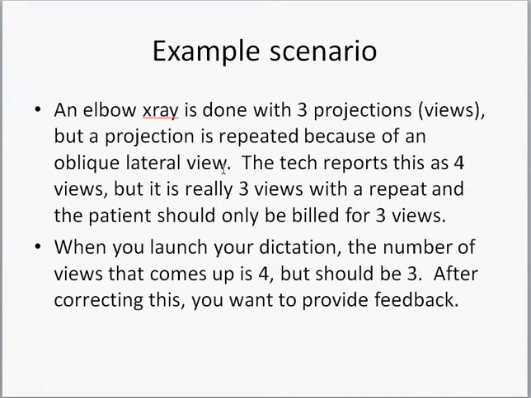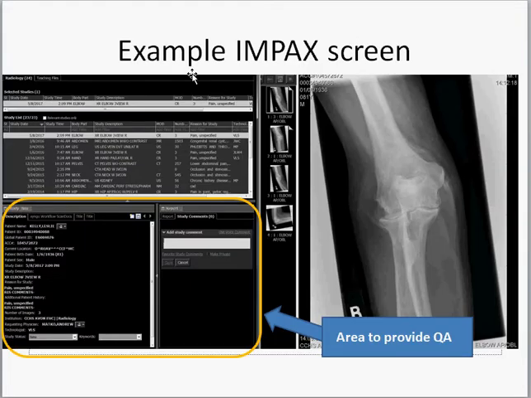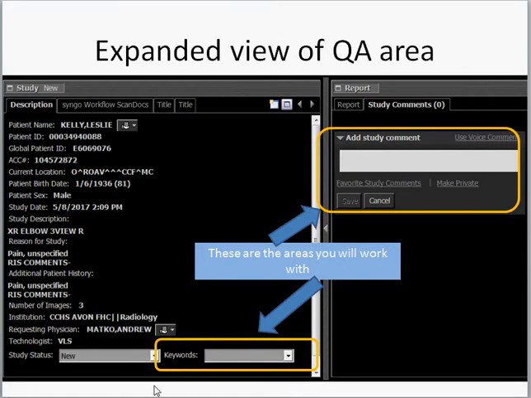So here, I give an example where you notice that the number of views you think is incorrect. Okay. The number of views that get imported into your study that were put in by the technologists are incorrect. What do you do? Well, you go to your Impax screen on the left side, not your image picture screen, but over here, and you look in this area, and this is the area where the QA gets done. So if I expand that out, you notice that there's an area that says keywords, and there's another area that has study comments. Sometimes the report tab is highlighted, but I'll show you what you do.